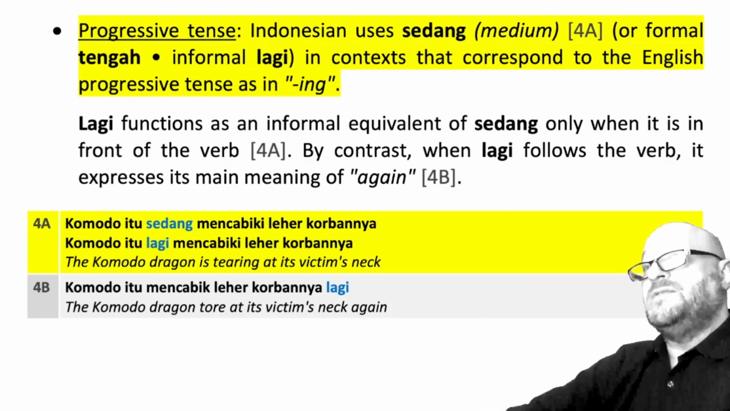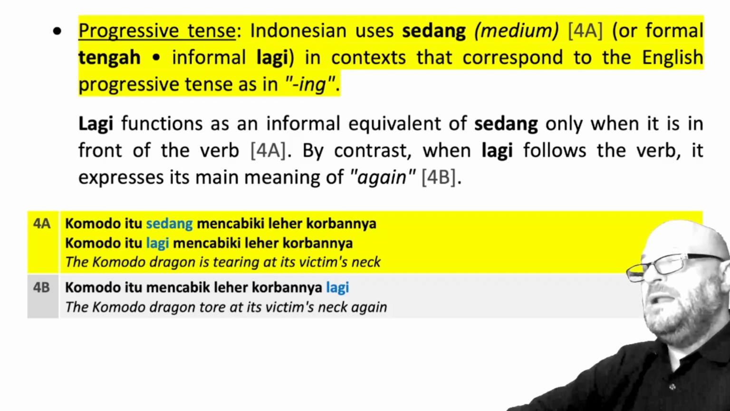Progressive tense. Indonesian uses sedang, medium, or formal tanga, informal lagi, in contexts that correspond to the English progressive tense, as in ing. Example 4a, Komodo itu sedang mencabiki leher korbannya. Komodo itu lagi mencabiki leher korbannya. The Komodo dragon is tearing at its victim's neck.